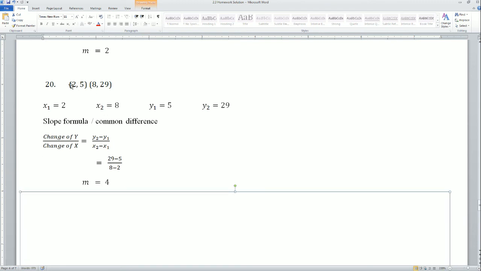Here's 20. Here are the points. There's only two points. The first x is 2. The second x is 8. The first y is 5. The second y here is 29. Here's the equation. Plug it in. Get you 4. Okay?